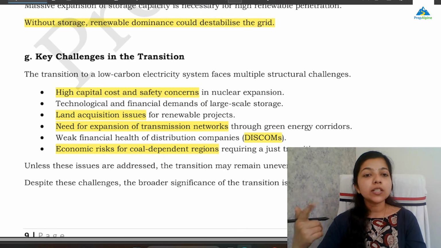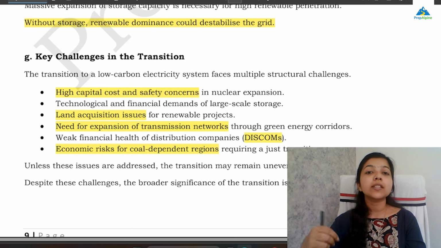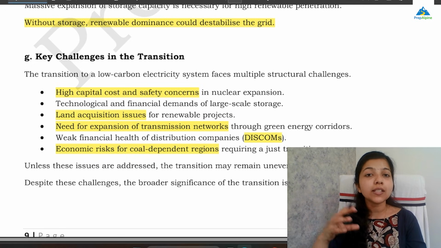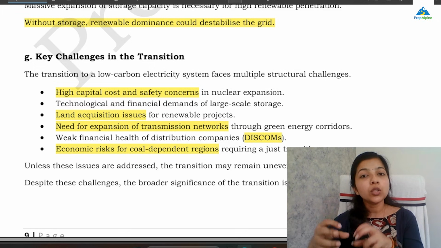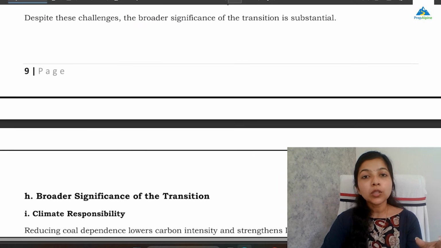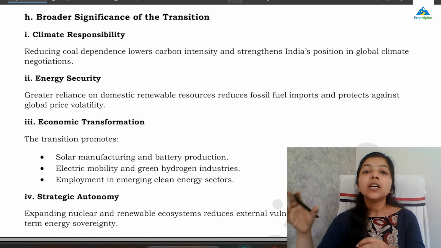So, high capital cost, safety concerns, then there are technological and financial demands, and land acquisition issues, especially for large solar power plants, hydropower plants, or wind power plants. Then there is a need for expansion of transmission networks. Then we know, and we have already discussed in one of our videos, that the discoms, that is the distribution companies, are in very poor financial condition. There are also economic risks associated with regions that are dependent on coal. You can't suddenly ask them to shift from coal to renewable energy, because a lot of livelihoods depend on coal based power. So, this transition from coal to renewable energy needs to be very smooth.